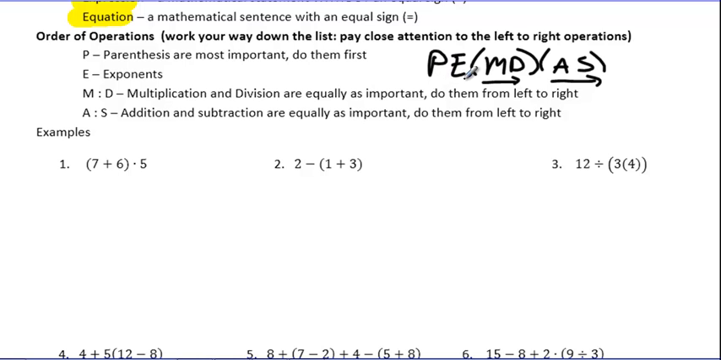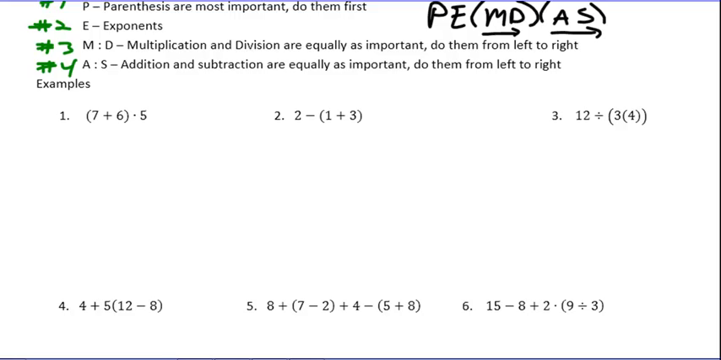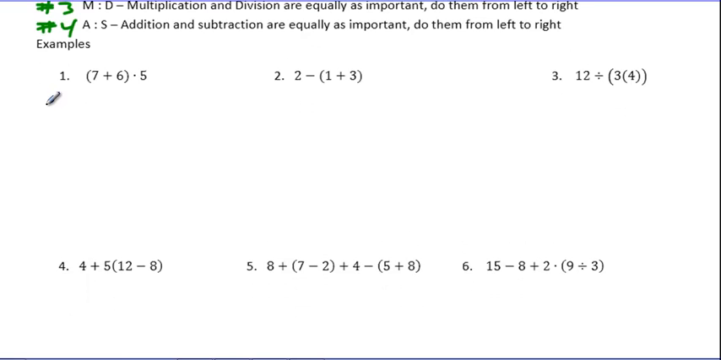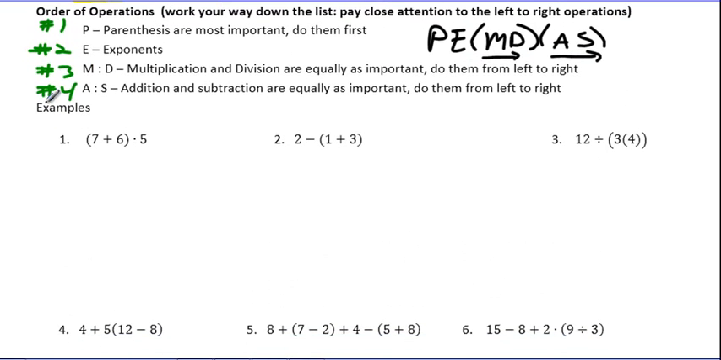Yesterday we talked about the order. We said parentheses are most important, then exponents, then multiplication and division from left to right, and then addition, subtraction from left to right. Okay? So, we should move on a lot quicker today. Let's look at example 1, 2, and 3 here.